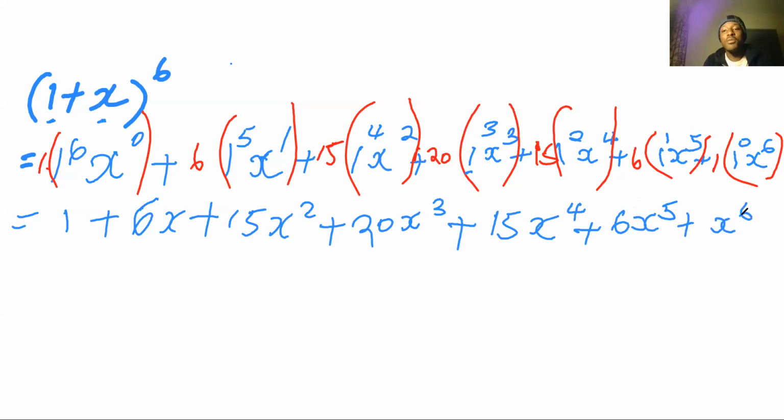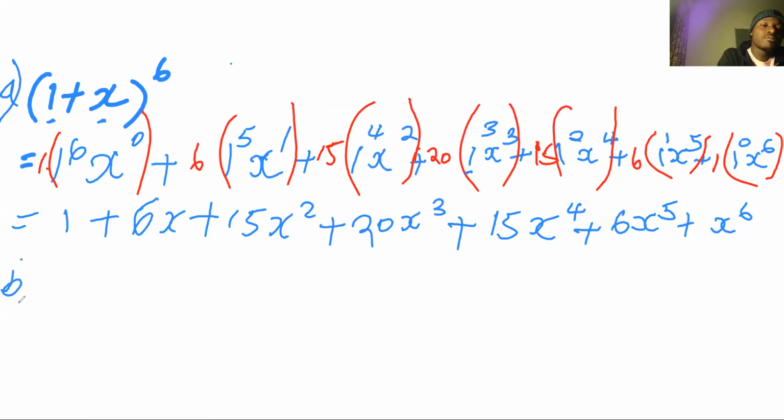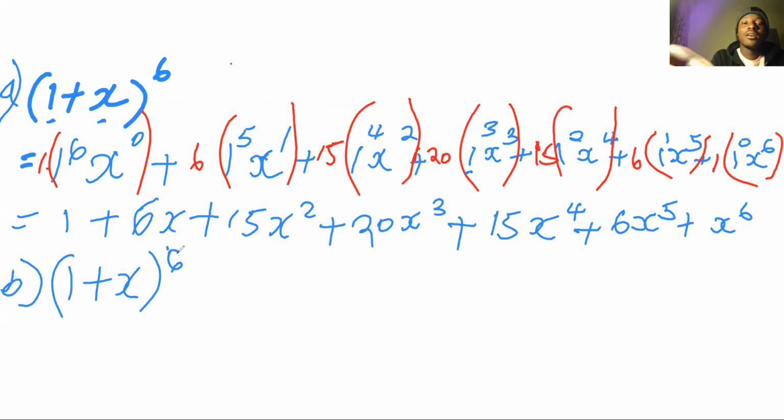So that is the next step. You have now your expansion. So at this point, you've completed your first part of the question. You have expanded. Then go back to the question, and they tell you use the expansion up to the fourth term. So B will use your expansion up to the fourth term. So for B, our expansion, which is 1 plus x to power 6, we're only going to use it up to the fourth term, and this is the first term, this is the second term, this is the third term, this is the fourth term.